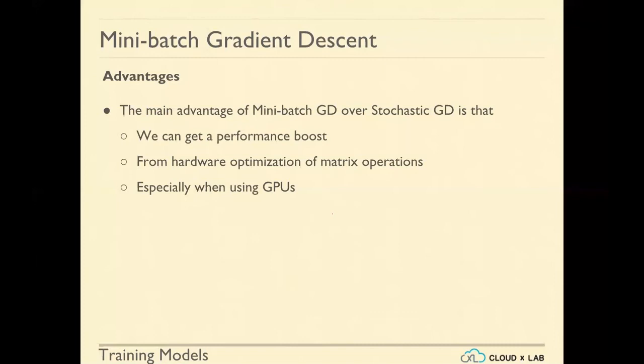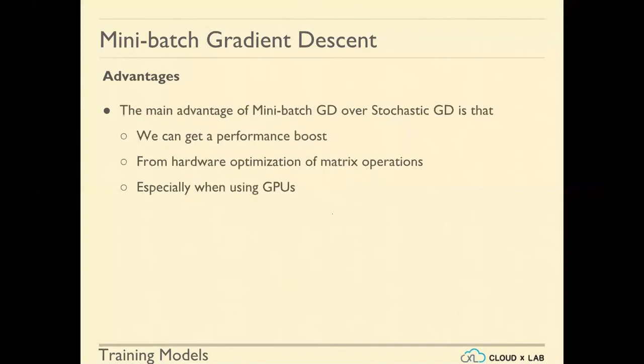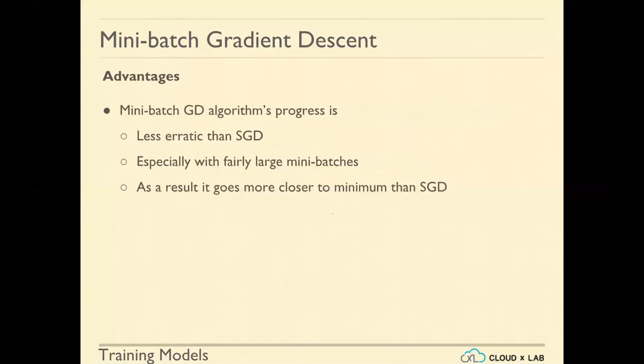And in case mini batch is taking too much time, even for you, what you can do is use other ways of optimization, such as matrix operations on GPUs, and so on. All right. So this is one of the advantages: the mini batch algorithm is less erratic as compared to SGD.